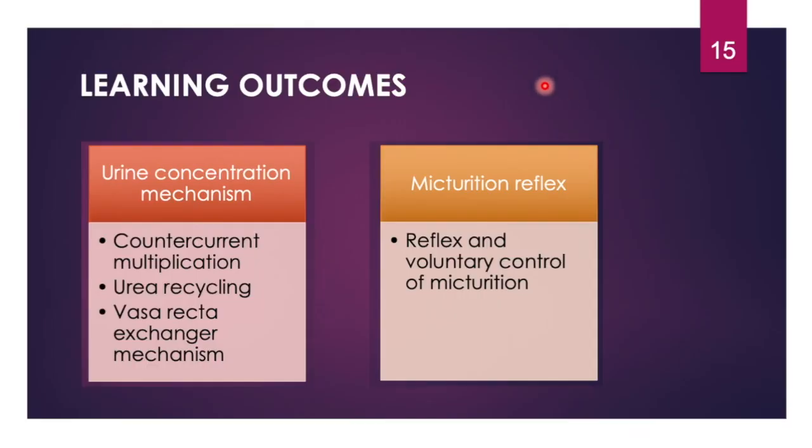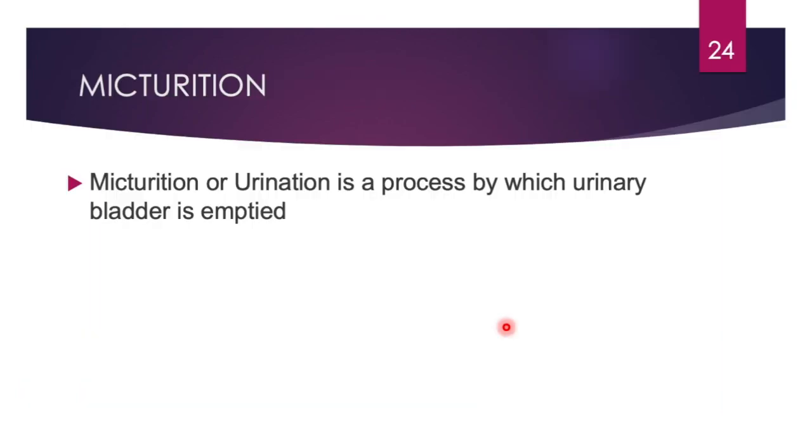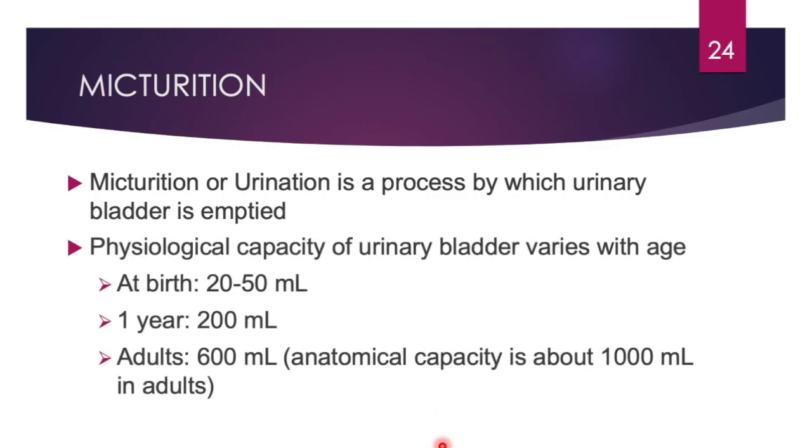So we have covered urine concentrating mechanism. Now let us look into the micturition process as well as the reflex. Micturition or urination is a process by which the urinary bladder is emptied. The physiological capacity of the urinary bladder varies with age. At birth, the capacity is about 20 to 50 milliliters.